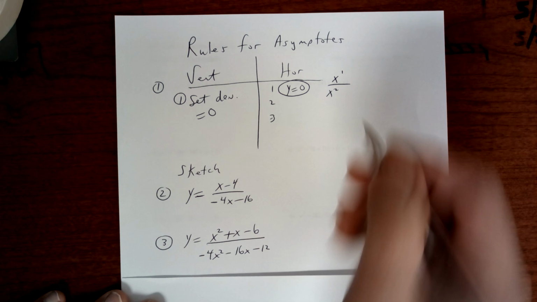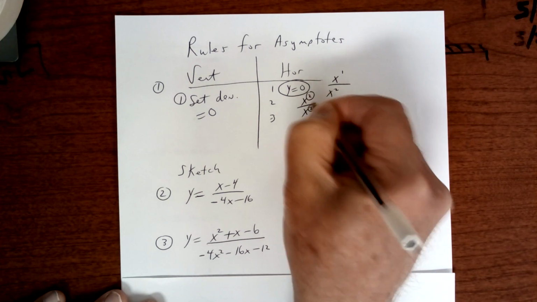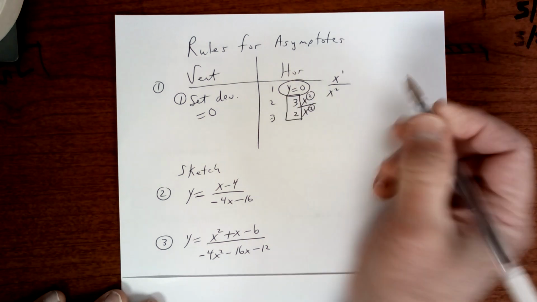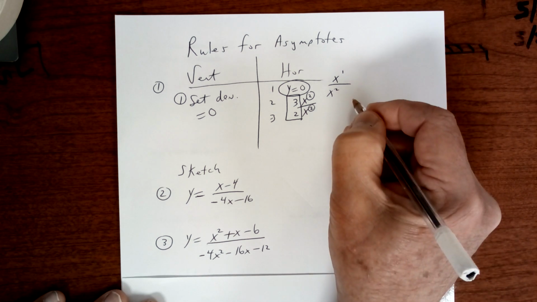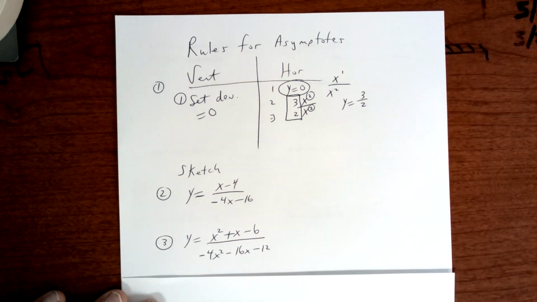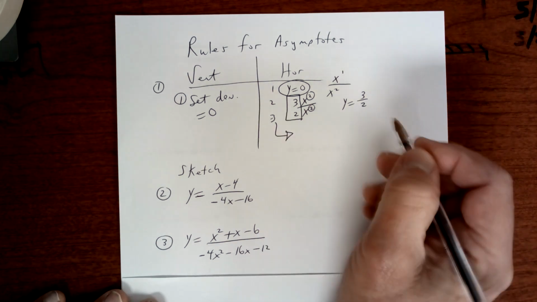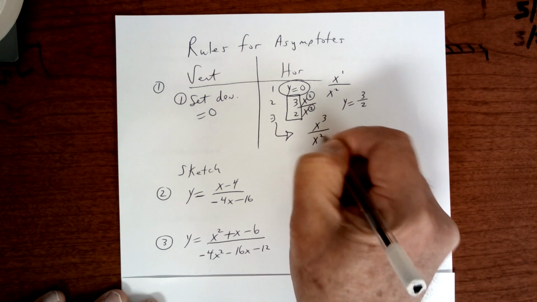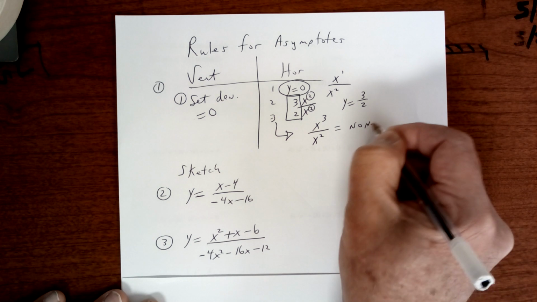If the exponent on top is equal to the exponent on bottom, then it's going to be whatever the ratio in front here is. So let's say it's a 3 over 2. So it would be y equals 3 over 2. And then finally, let's say that for number 3, that the exponent on top is bigger, like that. Then you have no horizontal asymptote.